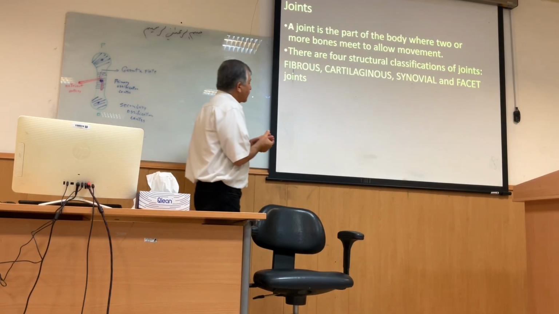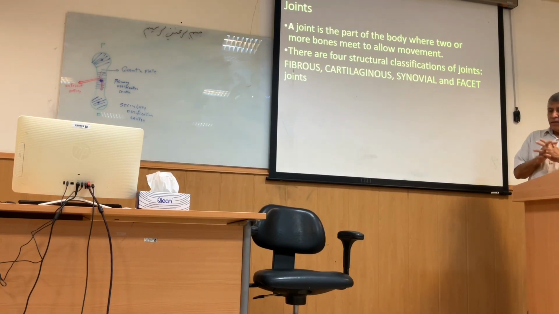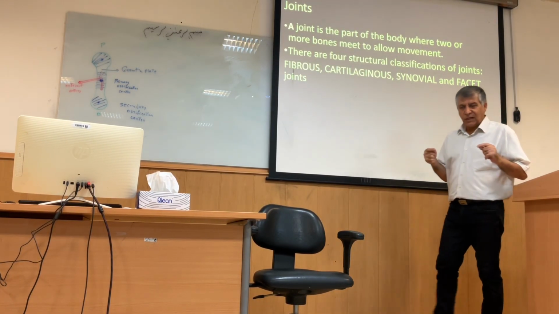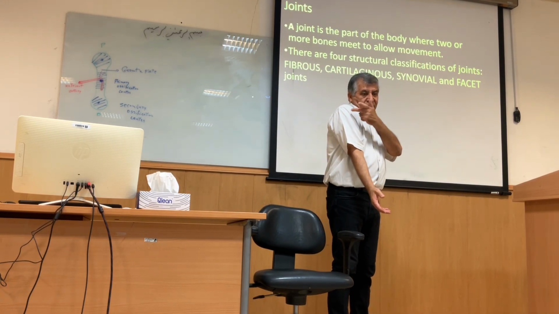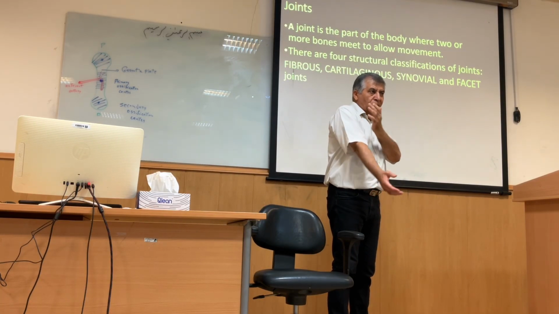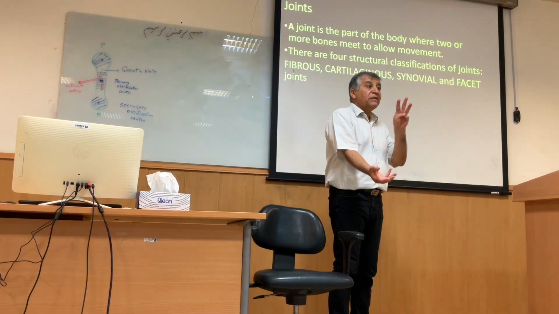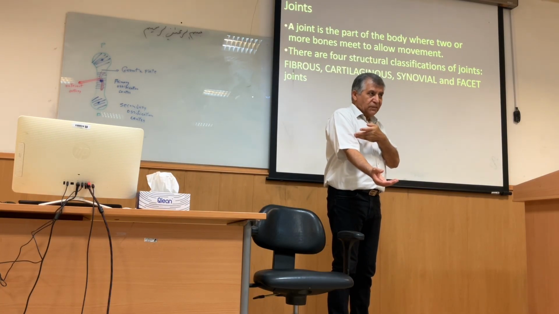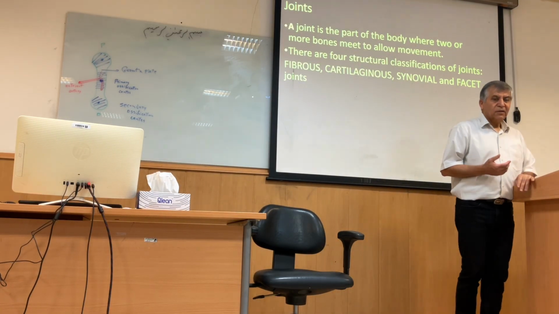Joints. A joint is a connection between two or more bones. For example, this joint. What is this joint? Shoulder joint. It's between the scapula and humerus. The elbow joint is between three bones: humerus, radius, ulna. Okay? A connection between bones is called a joint.